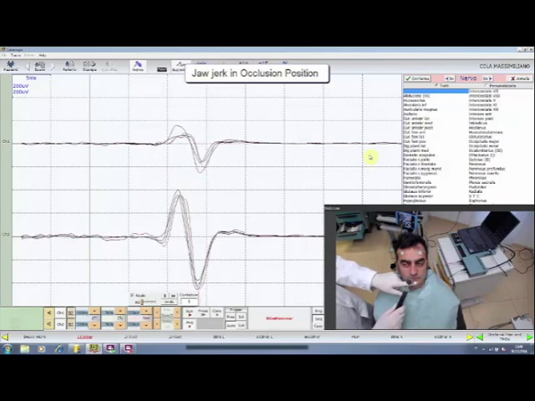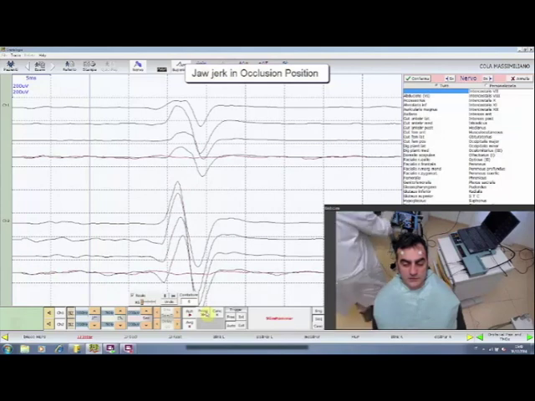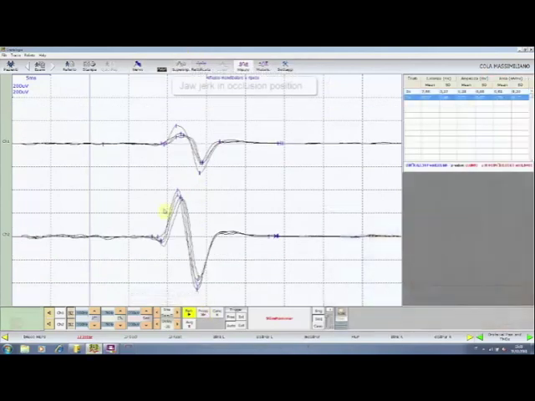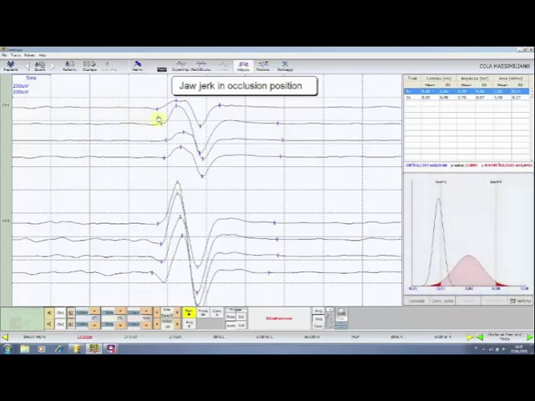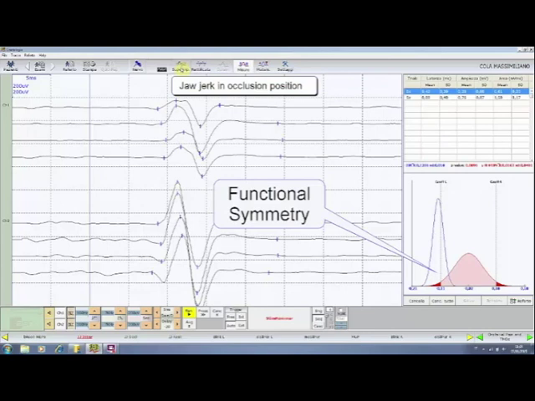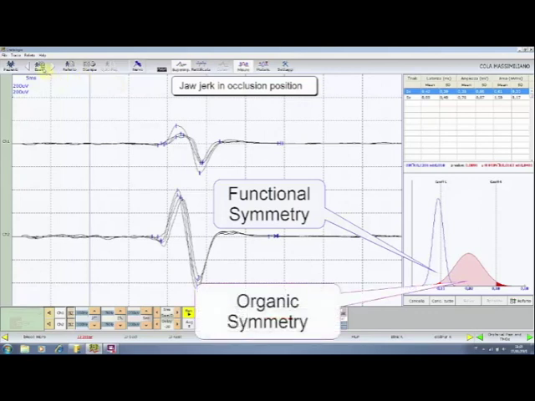The following step corresponds to the analysis of the jaw jerk, executed holding the jaw in intercuspal position. As in the previous case, the latency and amplitude are automatically computed, as is the Gaussian curve of symmetry. The Gaussian curve of the functional symmetry, which is generated by the software and normalized to the organic symmetry, shows if the symmetries are overlapping or far away from each other. In this clinical case, you can see a high asymmetry of the masseter muscles.